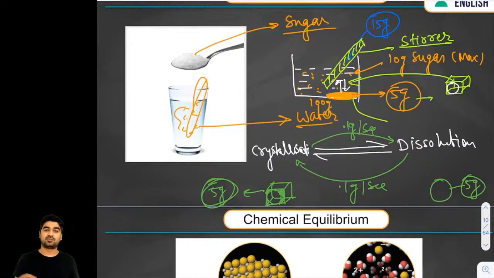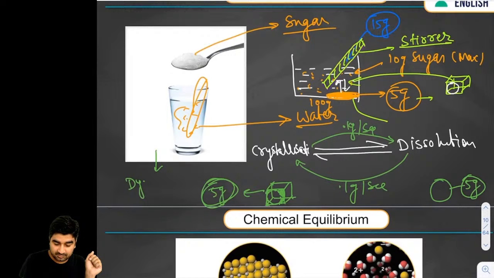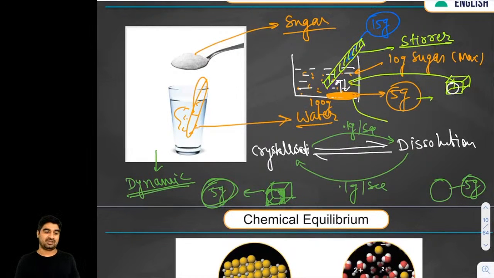So guys, if somebody asks you that at equilibrium nothing happens, that is wrong. Actually at equilibrium both processes happen, dissolution as well as crystallization, but their rates become equal. That's why the net reaction looks zero. I hope, guys, you got it. So this is about crystallization and dissolution, and we call equilibrium dynamic. So it looks static, but it is not static, guys. It is dynamic in nature.